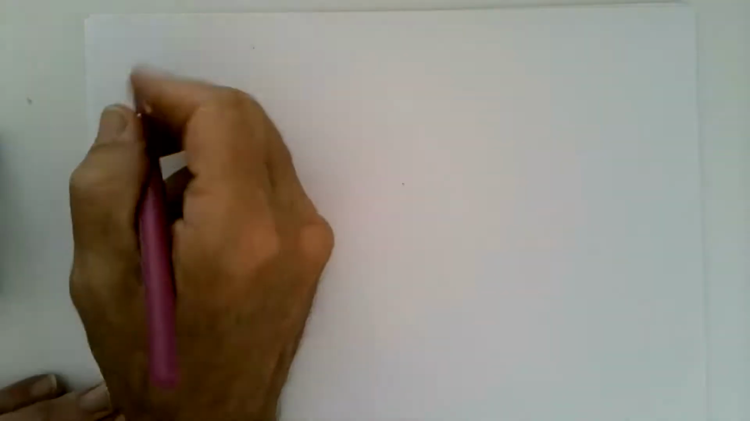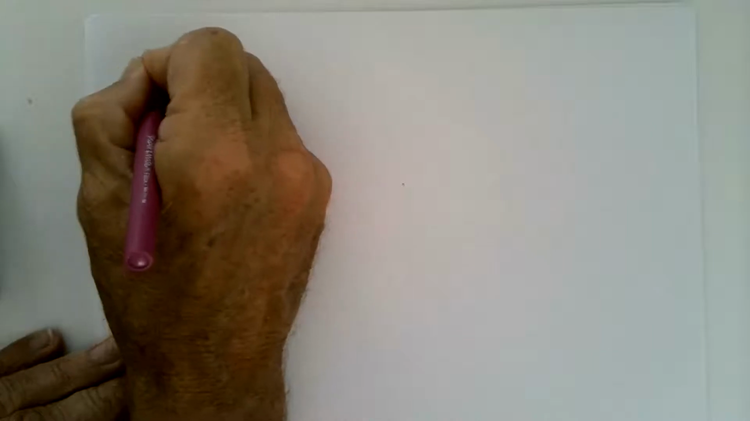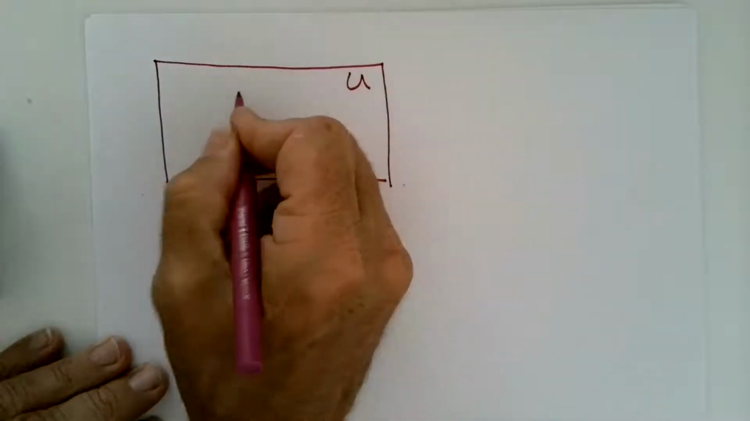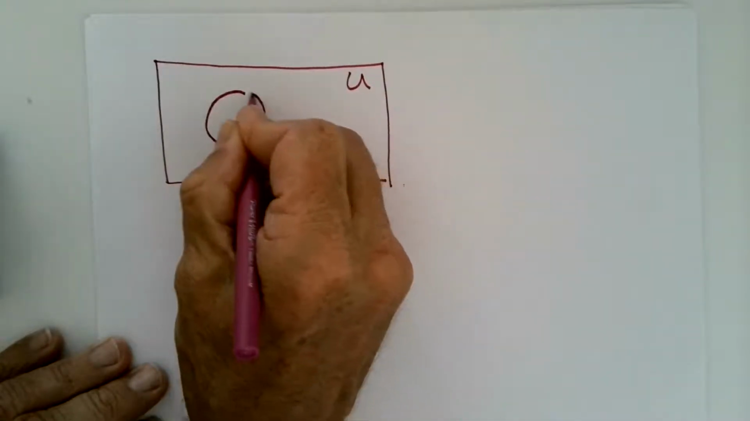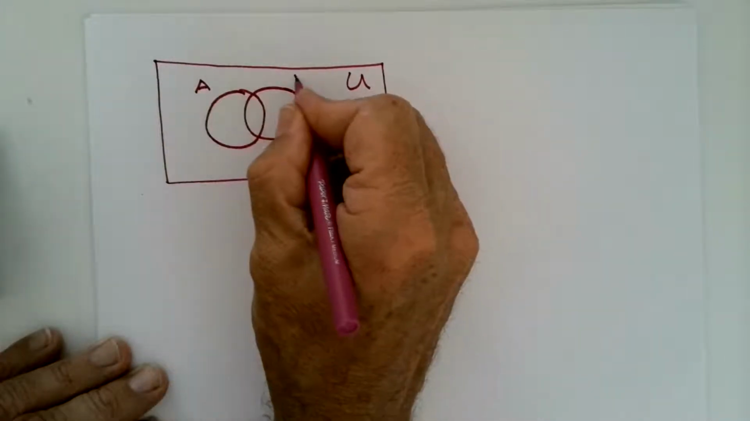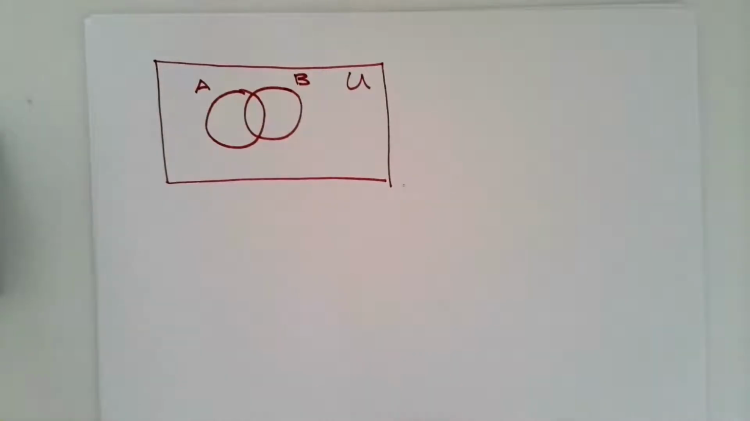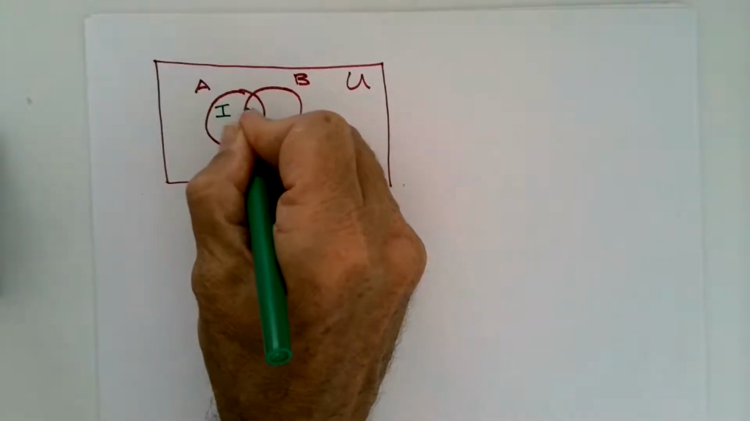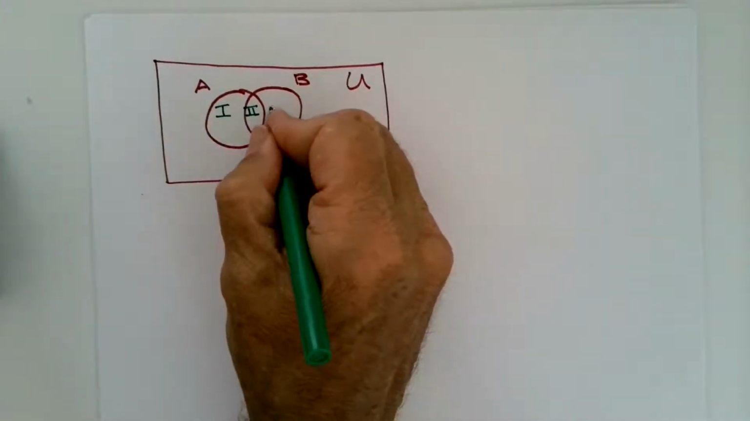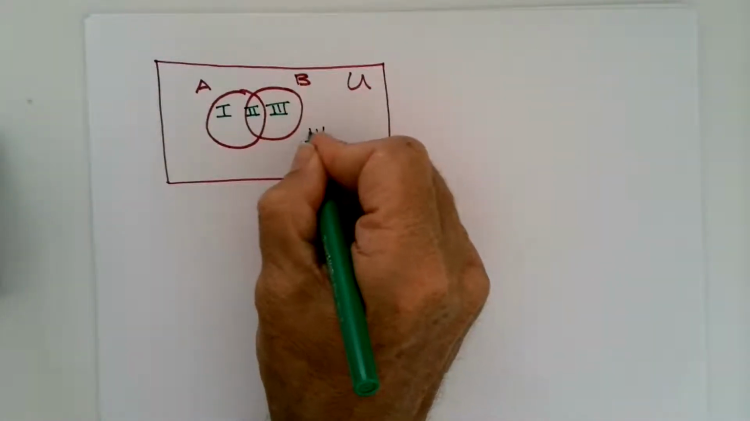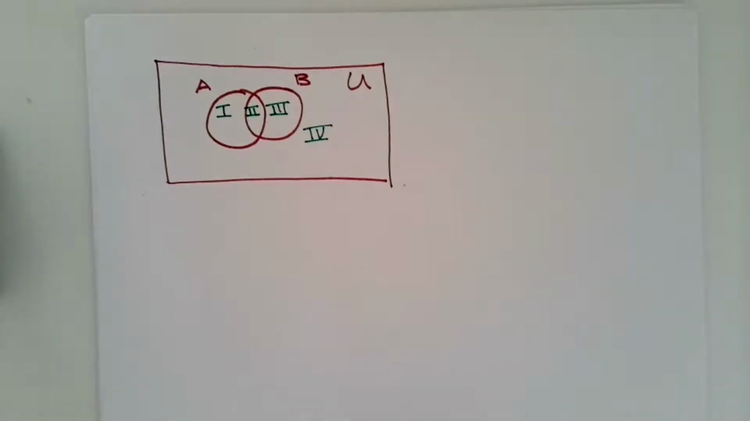So recall what we typically have. We have a rectangle to define our universal set. And we're going to focus on Venn diagrams with two sets this time. So this is set A, and this is set B. And there are four regions. Region 1, that part in A that is not in B. Region 2, the part that is in both A and B. Region 3, which is in B but not in A. And region 4, which I sometimes call outer space.